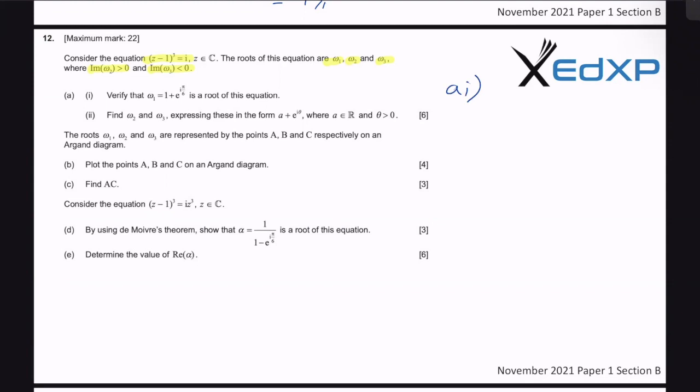If it's a root, it will fit into both sides of this equation, (z minus 1) cubed equals i.